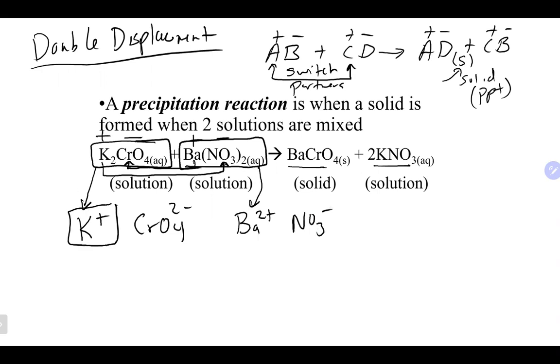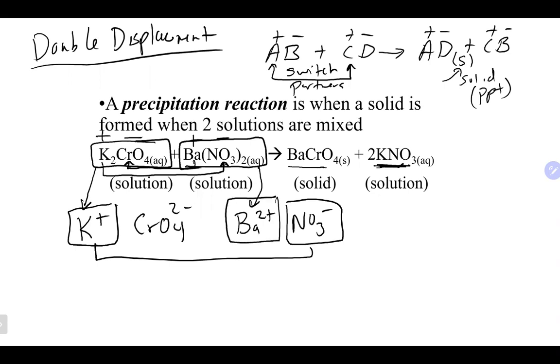So when we get to the formulas on the other side, we want to do it just like nomenclature. We're taking both of these guys and putting them together, which is +1 and -1. And that is why the formula over here is KNO3, not K2 parentheses NO3 2 and some crazy formula like that. When we put this guy together, which is a +2 with a -2 over here, we just need one of each, which again is why the formula over here is BaCrO4.